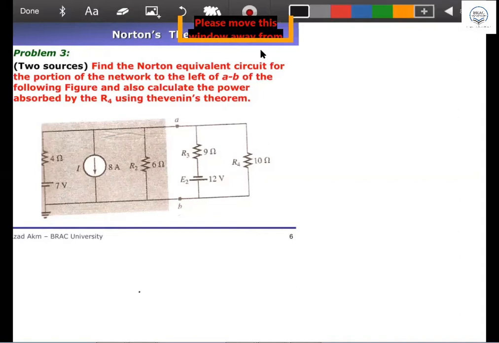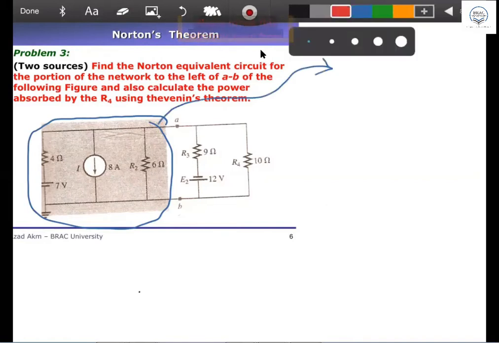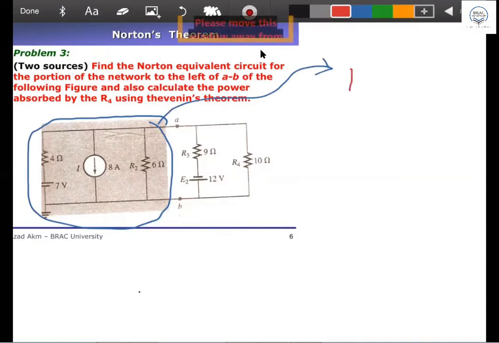Here we are going to go for the Thevenin equivalent or Norton equivalent for this shaded part. That shaded part, A and B, we are going to find the Norton equivalent for first. If you read the question, then we go for the second part. The first part we are going to do is finding the Norton equivalent for the blue shaded part, which is like this, A and B.